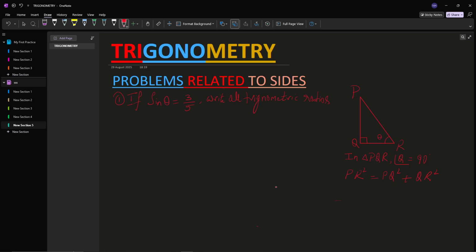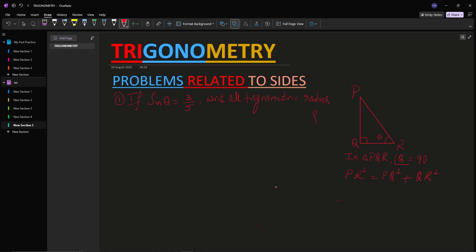So I have taken a triangle. In triangle PQR, angle Q is 90 degrees and I have marked R as theta. So if I mark R as theta, then PQ is understood as opposite side, QR is going to be adjacent side, and PR is hypotenuse. I can take either P or I can take R as theta. So in triangle PQR, angle Q is equal to 90 degrees. So according to Pythagoras theorem, PR square is equal to PQ square plus QR square.